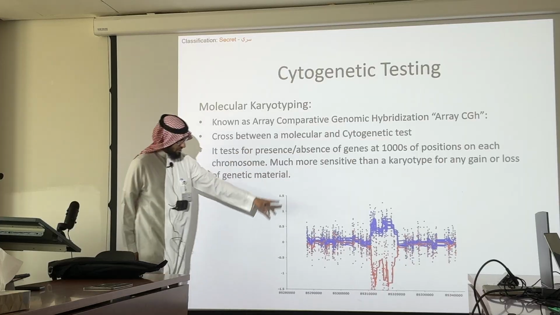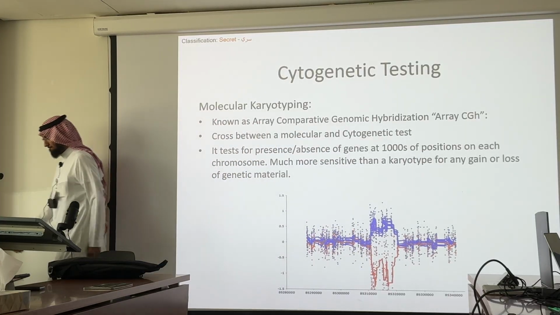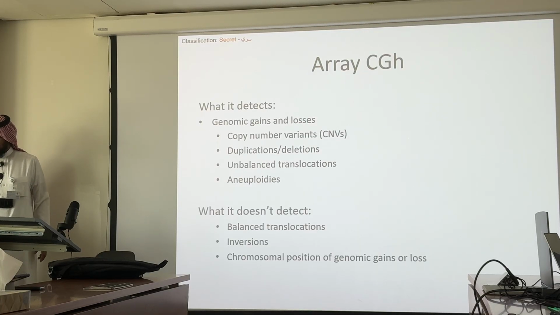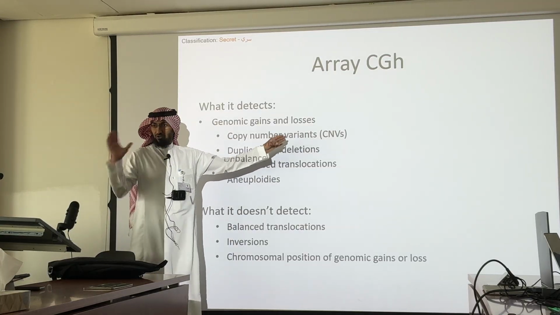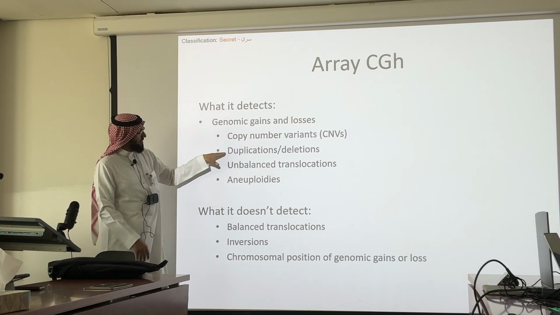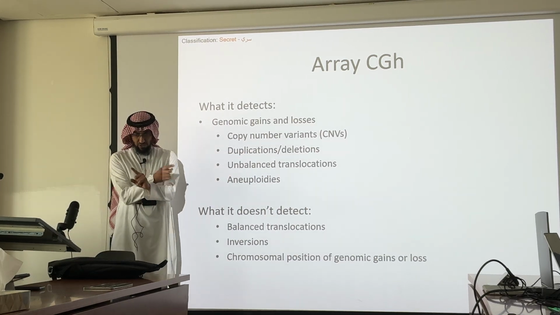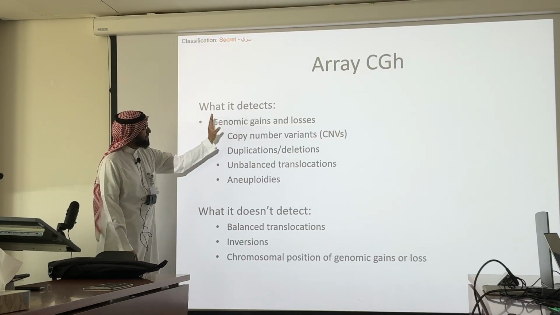This is how the diagram would look. This is a deletion, this is a duplication. Clearly, this is CGH array. It's a chromosomal analysis, however, a molecular chromosomal analysis. It detects copy number variation, deletion or duplication. Duplications, deletions, unbalanced translocation, where there is translocation and a loss of material, and aneuploidies.